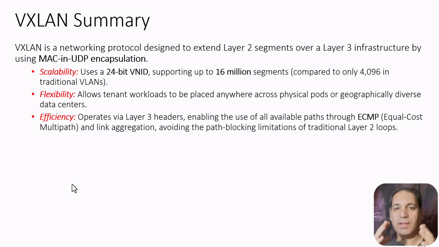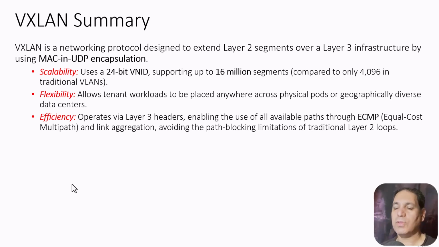We have the packet itself. On top of that, we have the VXLAN header. On top of that, we put a UDP header, and then we just send it to the endpoint. So this is going to give us a lot of capabilities. The first thing that is going to be important in using this kind of tunnel is scalability.